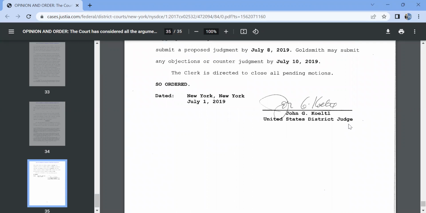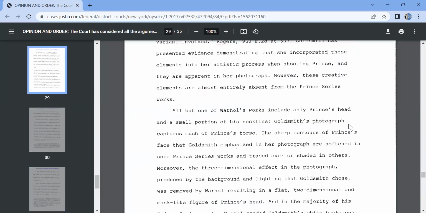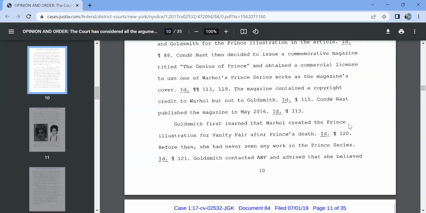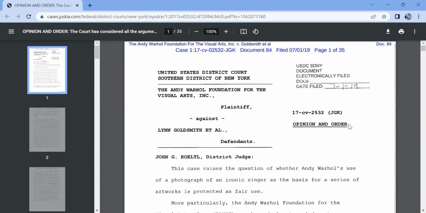So that's the case of the United States District Court on the fair use of Warhol. Very, very interesting. And then we go on to see the Court of Appeals and the Supreme Court.